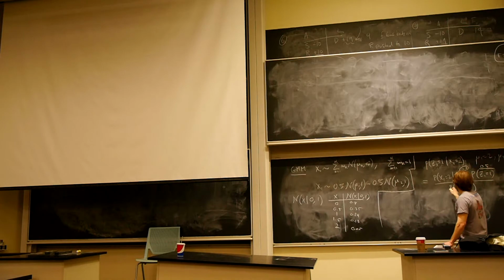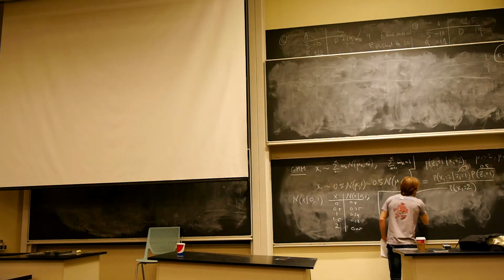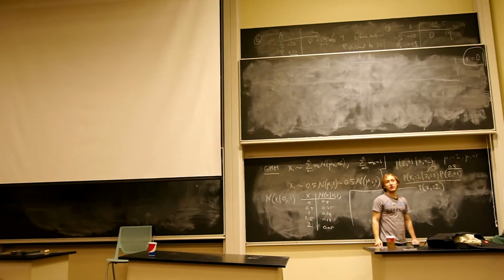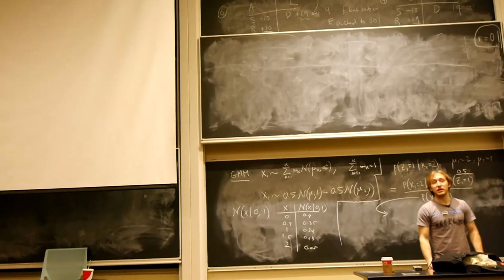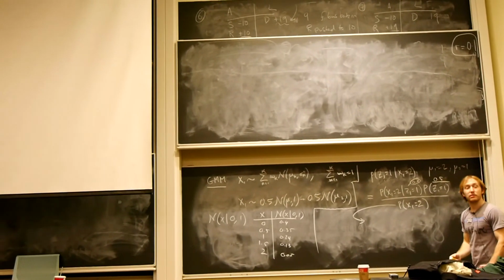OK, how about this bottom one right here? This is the marginal probability of the observation equaling 2. Can you guys think of a way to compute that? This one's a little bit trickier.